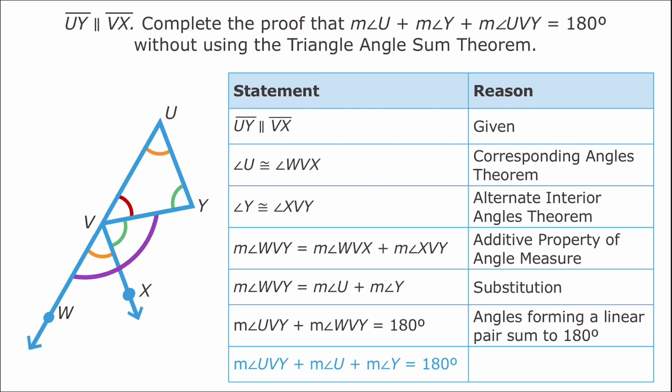How do we know this? Well, we already showed that the measure of angle WVY is equal to the measure of angle U plus the measure of angle Y. So we'll substitute that in for angle WVY to get this equation. That was a tough one, but we did it. We proved that the three interior angles of a triangle sum to 180 degrees. Great work on these problems. You're ready to try a few on your own.